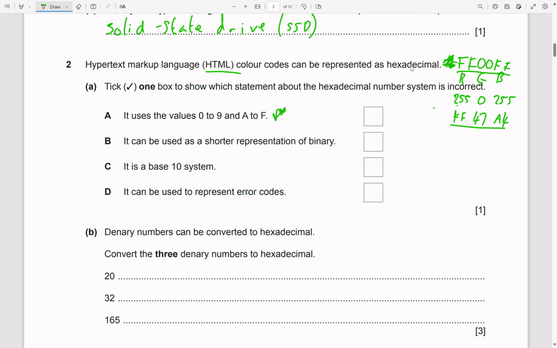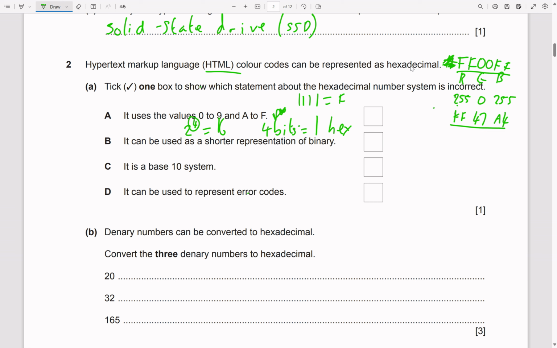Again, this is also correct, because 2 to the 4 equals 16. What this is saying is 4 bits is equal to 1 hexadecimal character. So let's say 1111, that's going to be F in hexadecimal. So obviously here it's a shorter representation on paper.